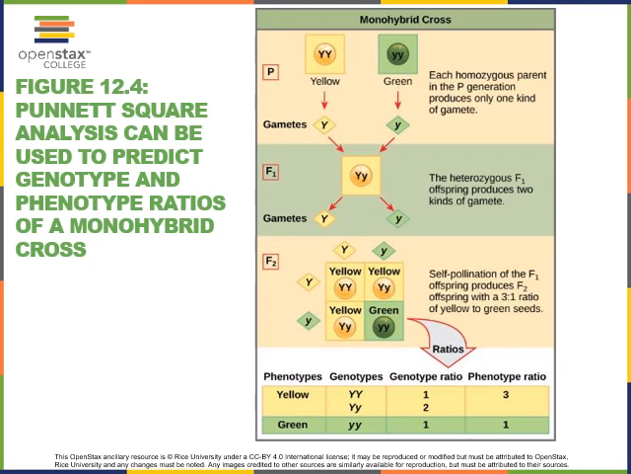When the F1 generation self-crosses, we see there's 1 in 4 or 25% homozygous dominant. In this example, the yellow seed color. 2 out of 4 or 50% heterozygous, having an allele for the yellow as well as an allele for the green seed color. And 1 in 4 or 25% have the homozygous recessive alleles for the green seed color.